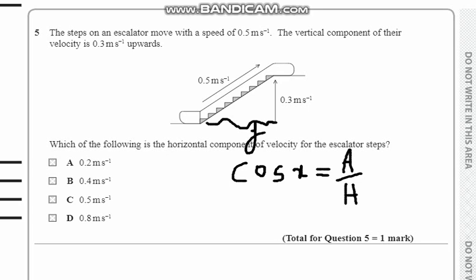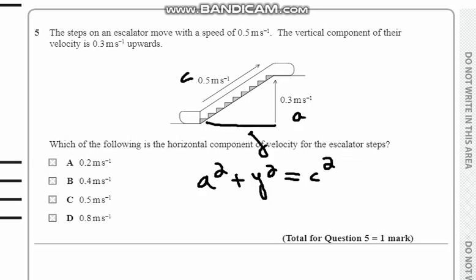So we can use Pythagoras theorem to find the y value. Basically the Pythagoras theorem is a square plus b square equals c square, but for your reference I'm using y here, so that's a square plus y square equals c square. Plugging in the values and doing some quick maths, we take 0.3 square to that side, so we get y square equals 0.16, and taking the square root of both sides we end up with y equal to 0.4. We can clearly see B is the answer, and that's how you solve this.